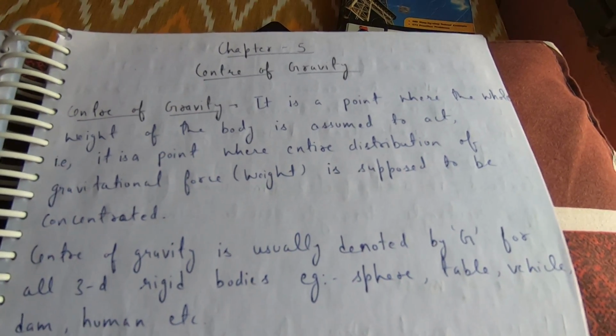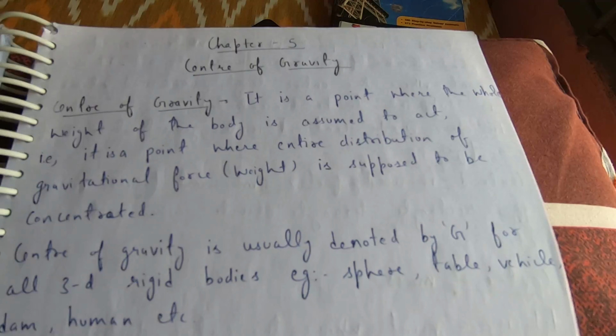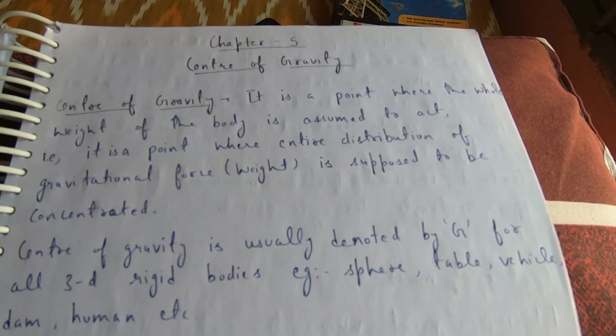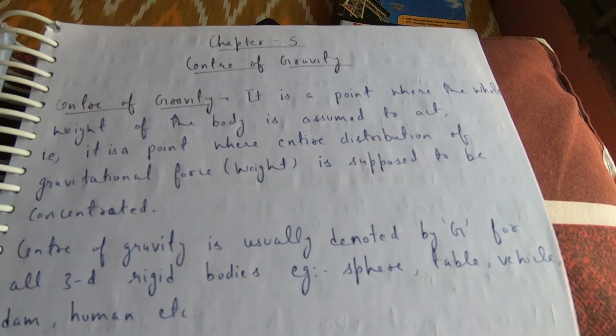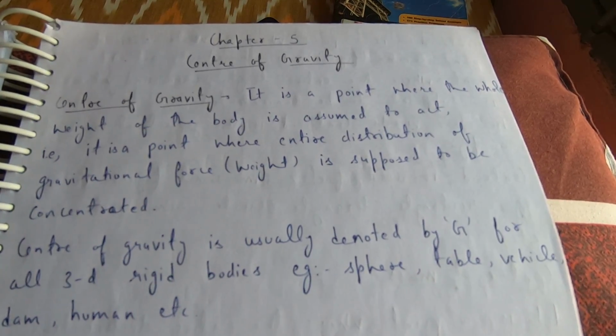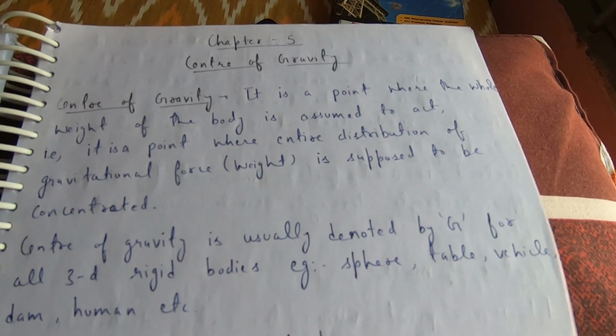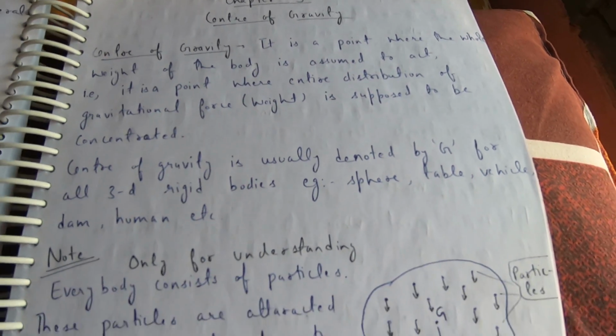Chapter 5, Center of Gravity. Center of gravity is a point where the whole weight of the body is assumed to act. That is, it is the point where the entire distribution of gravitational force, weight, is supposed to be concentrated.